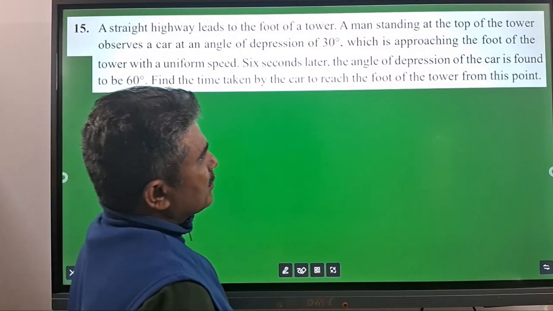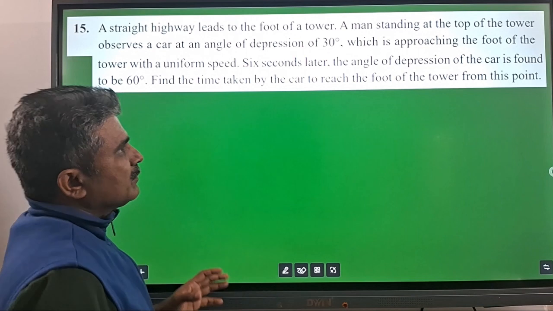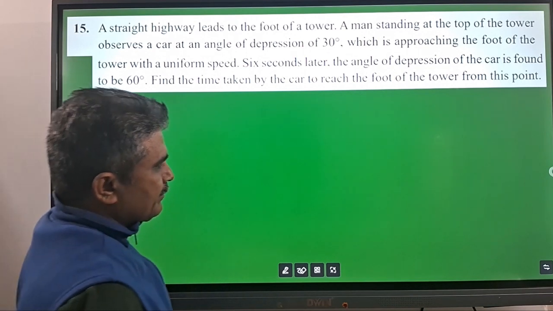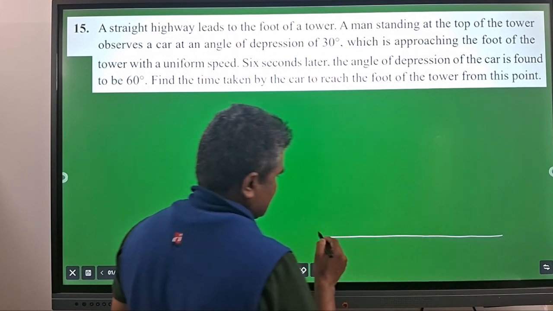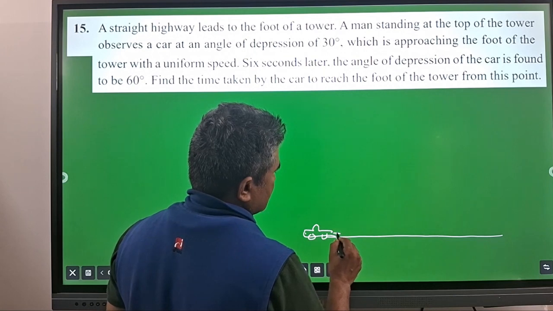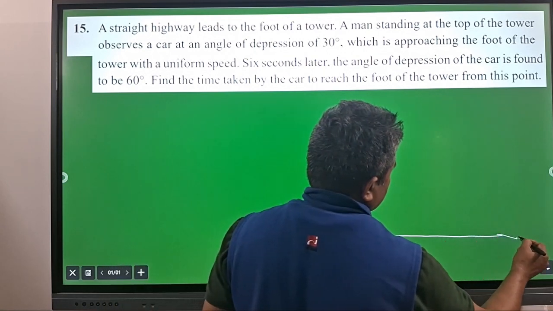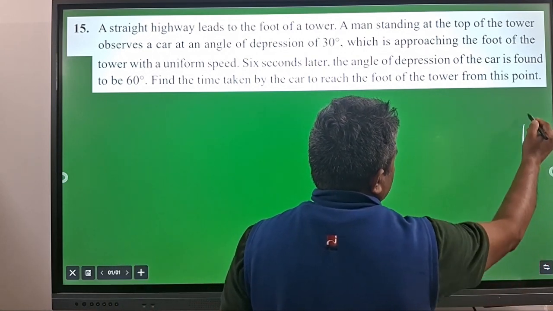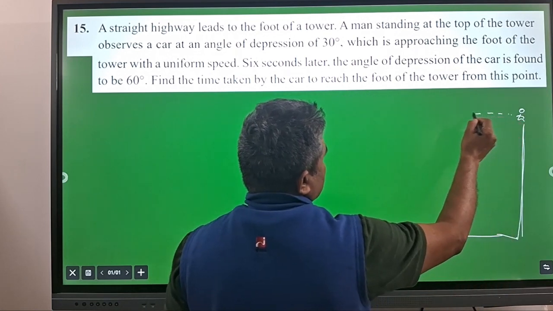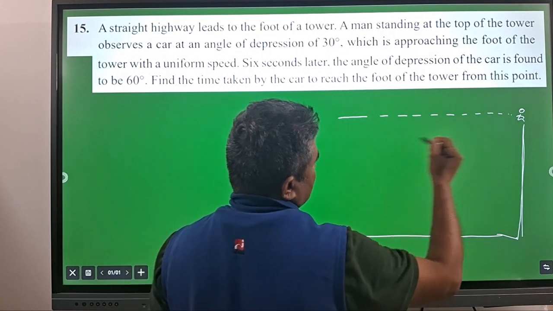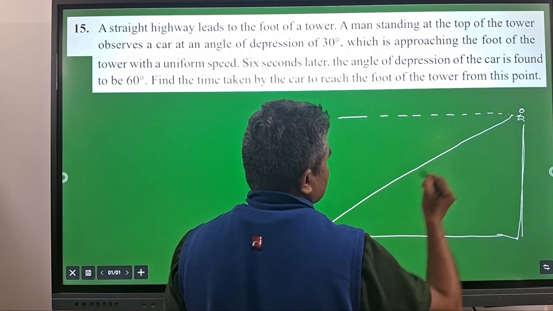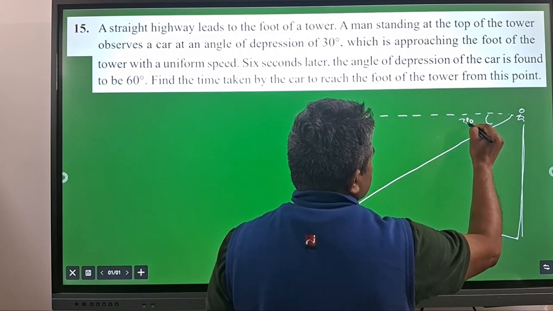A little bit complicated one, but we need to think and draw. First of all, a straight highway leads to the foot of the tower. So consider this is a highway, and a car is moving from here toward the tower. A tower is there, and on the tower you have a person. He is observing this car. If you take this line of sight as horizontal, the depression angle observing the car is 30 degrees.